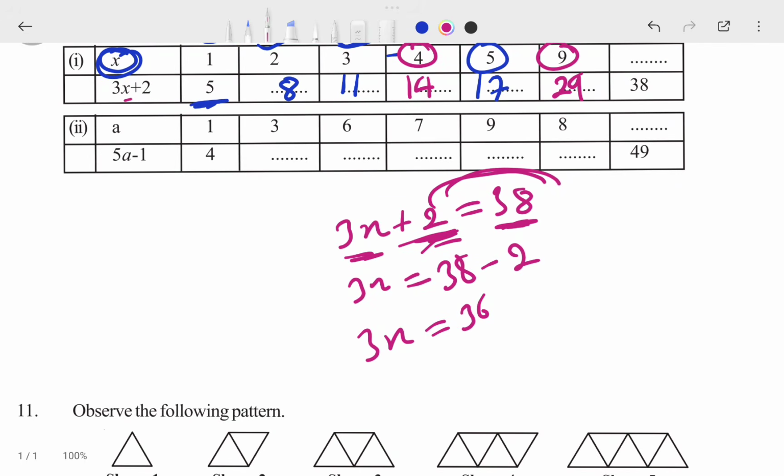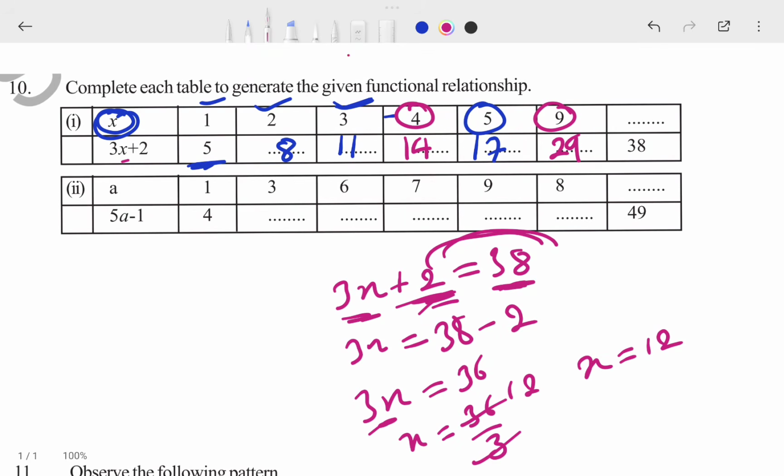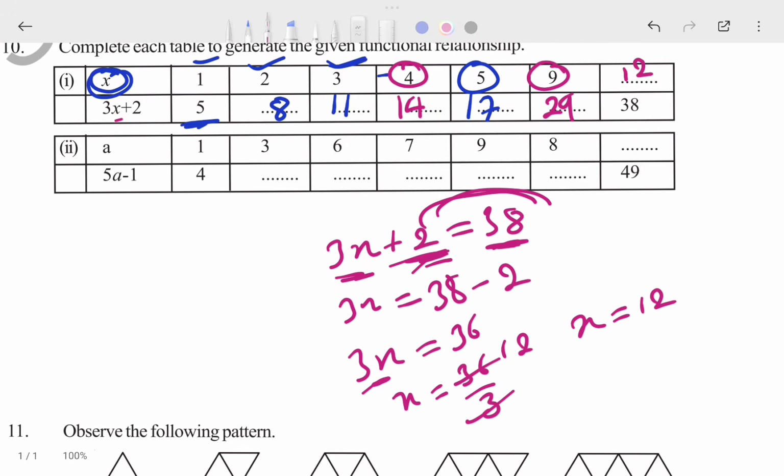After that what will happen? This x will be here only, this 36 will be here, this number is going to be down. Now it is dividing. 3 1s are 3, 3 2s are 6. So the value of x will be 12. So we found the value of x. The value of x is 12. Okay, simple.